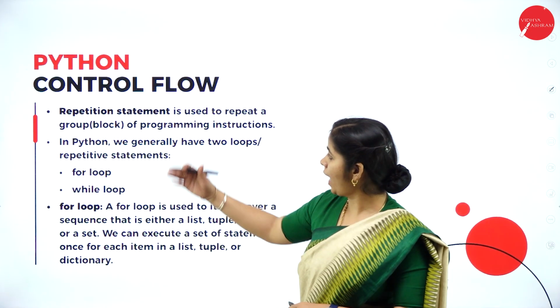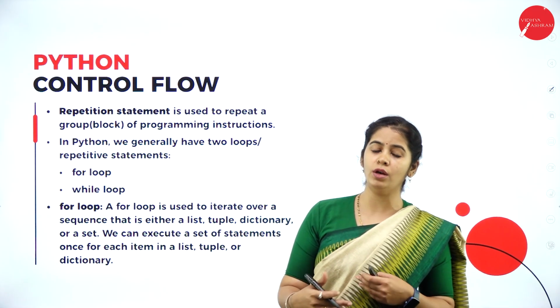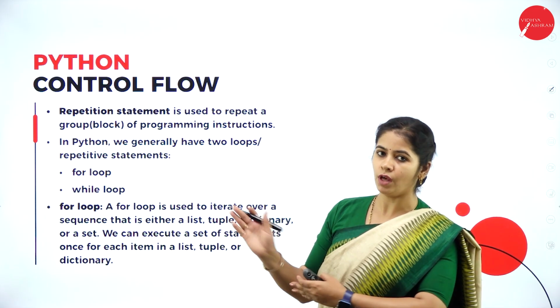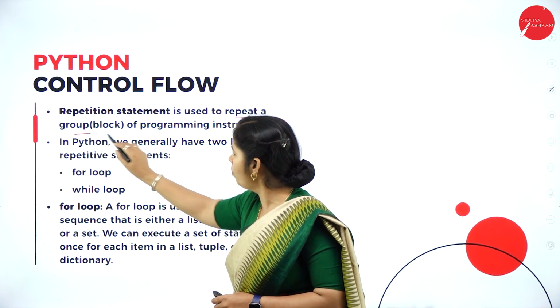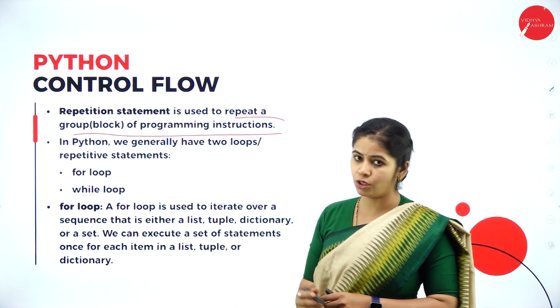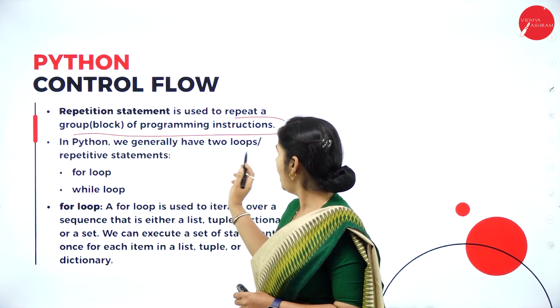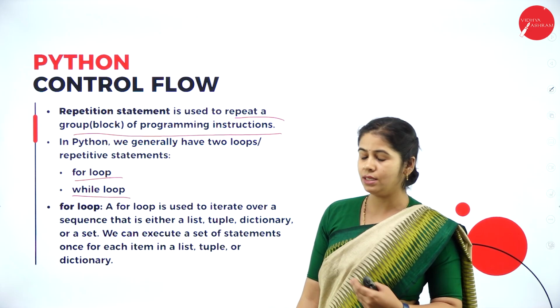Okay. Next, what we have is the repetition statement. Repetition means looping statement. Well-known looping statements are the for loop and the while loop. We are going to discuss the same here. The repetition is used to repeat a group of programming instructions a particular number of times. In Python we generally have 2 loops, the for loop and the while loop. Let's see what the for loop is.